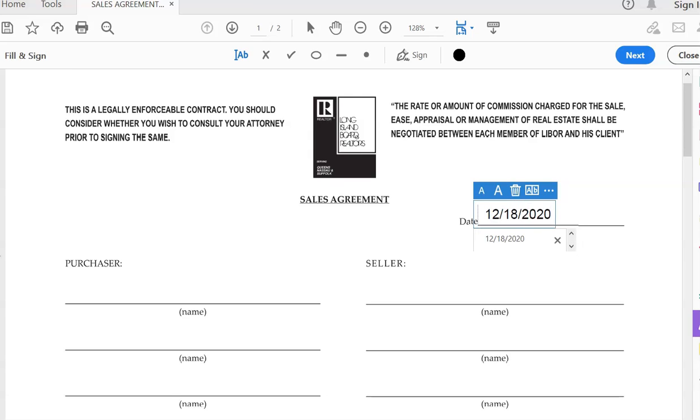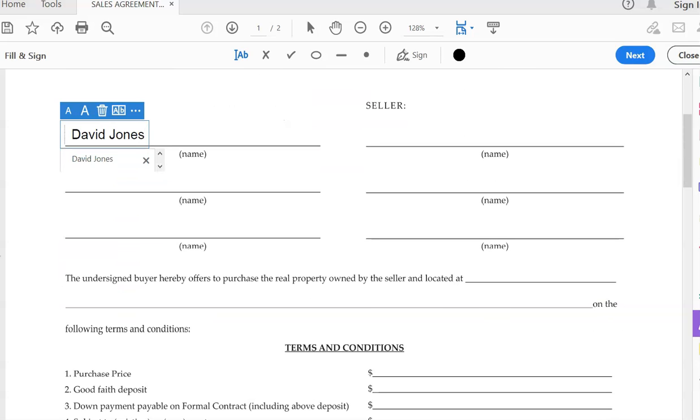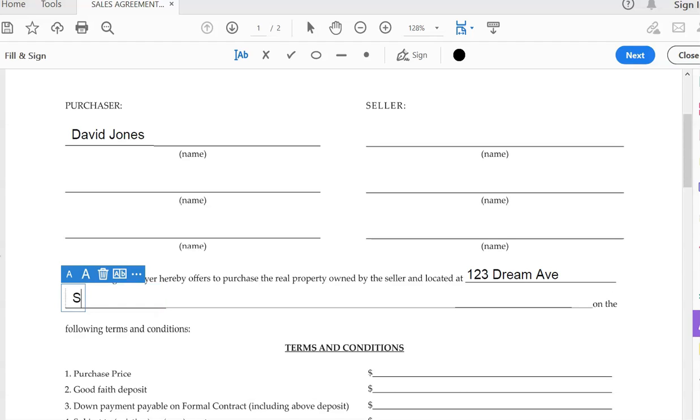12/18/2020. Then we'll fill in our buyer's name, David Jones. Next, we'll fill in the address for which we're presenting the offer for. 123 Dream Avenue, Star City, New York.